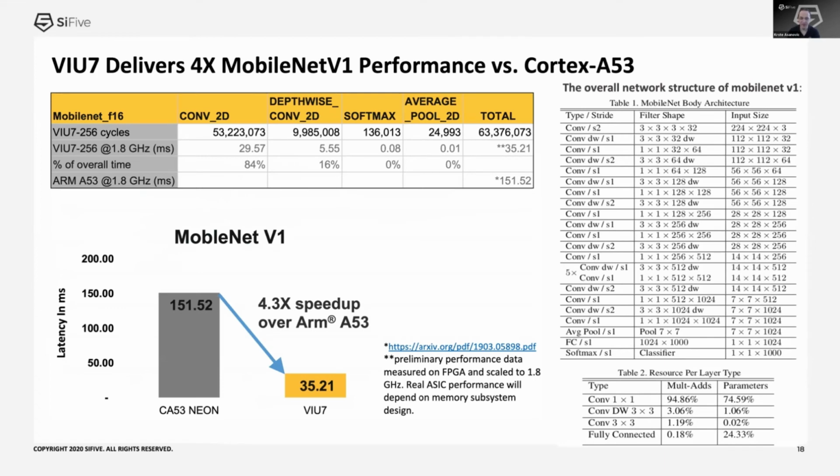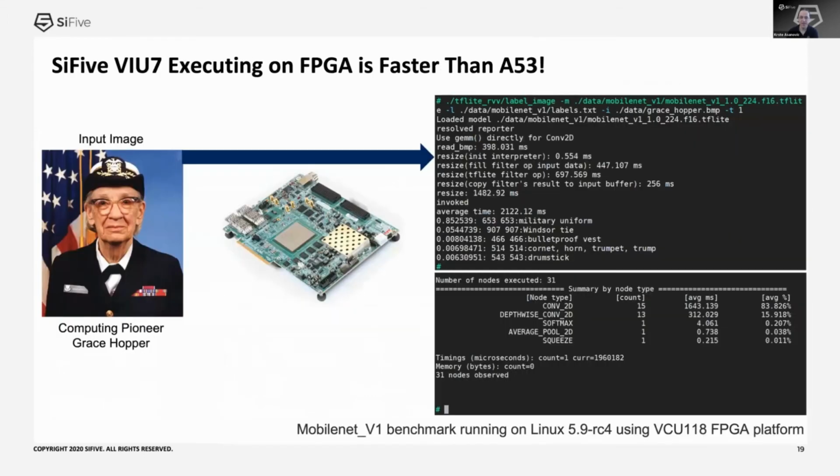So finally, look at more complete benchmarks. This is MobileNet, the MLPerf, and we're showing that the speed up here we're getting over the ARM A53 is about a 4x speed up on this MLPerf application. And this is based on data that's scaled from an FPGA model running for the VIU7. The actual performance will depend on the ASIC parameters and the SoC memory subsystem that it's integrated into, obviously. This just gives an indication of the sort of performance uplift we can see on these AI workloads, complete AI applications.